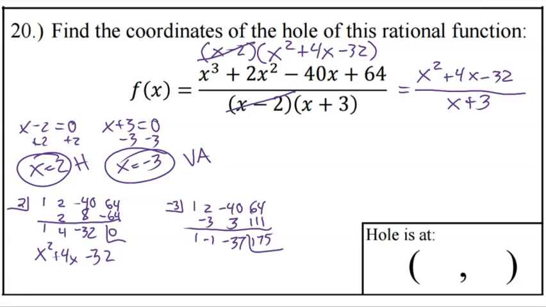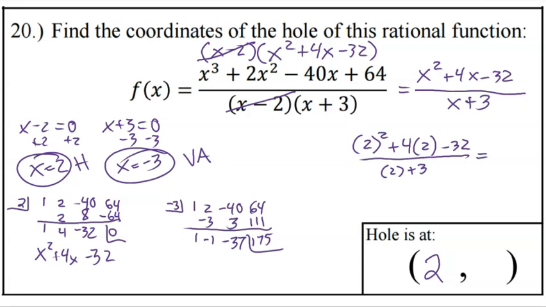And now we can plug that 2 in. The 2, we can plug it back in here for x, and it won't give us 0 over 0. It'll give us a number, and that'll tell us the y value. So we know that the x coordinate is 2. Now we just have to find the y coordinate. So we're going to put a 2 in here, and in here, and in here. And so we'll have 2 squared plus 4 times 2 minus 32, all over 2 plus 3, okay?